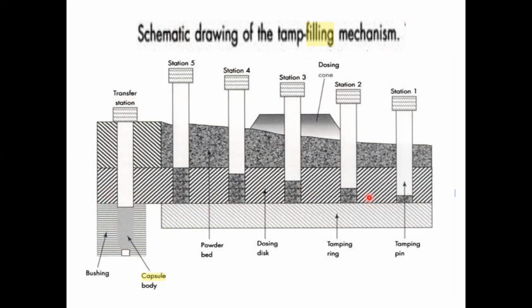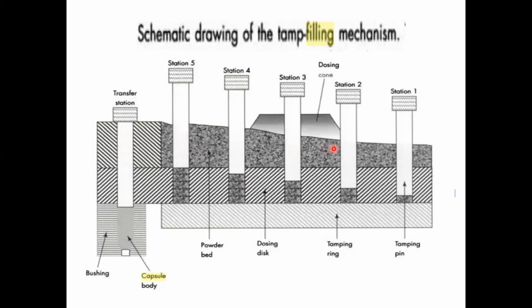This is a dosing disc which forms the base of the powder filling chamber. This is the chamber which holds the powder. This gray portion is the powder bed. The dosing disc forms the base of the powder filling chamber. It has up to 6 sets of machined holes. So these are the holes: 1, 2, 3, 4, 5, 6. These are the 6 sets of machined holes in the dosing disc.